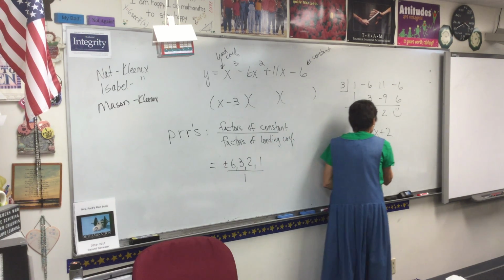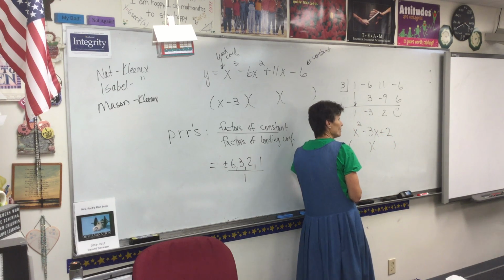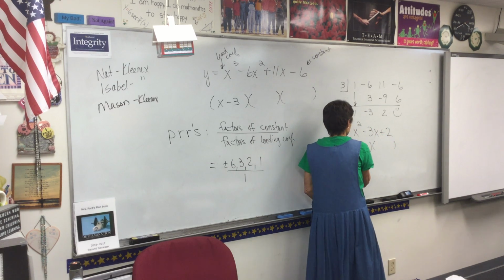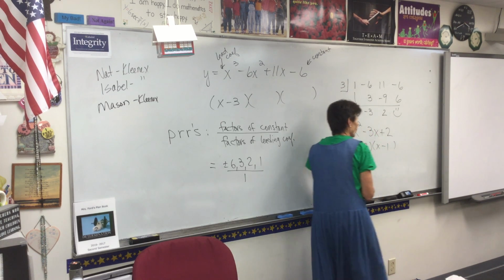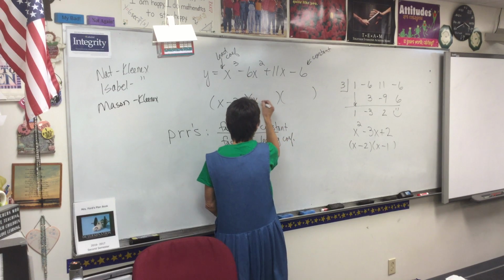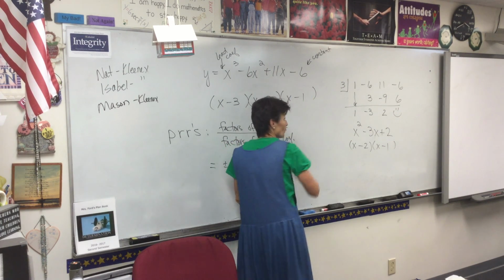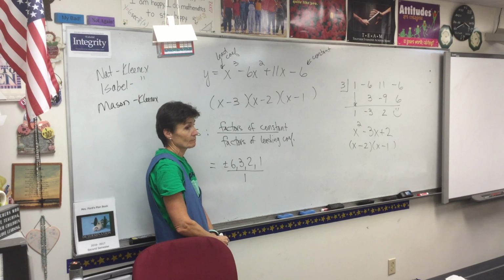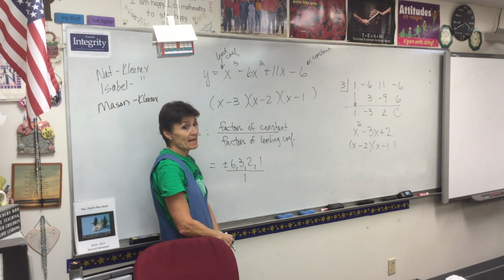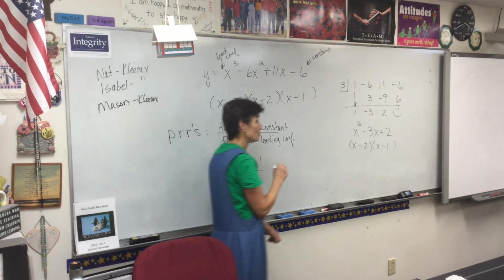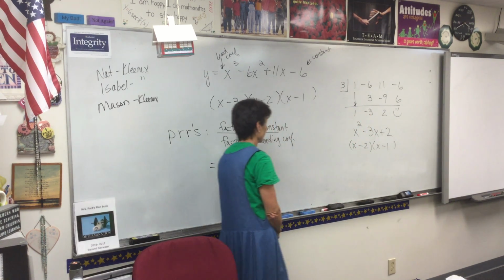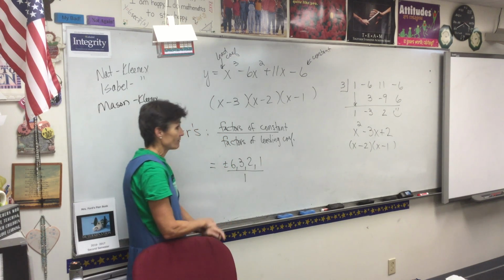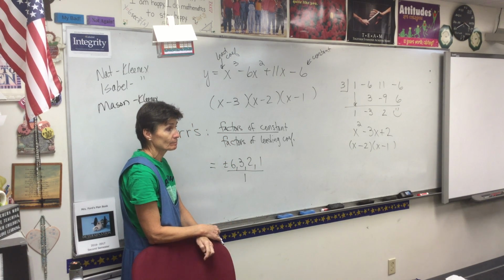Does that trinomial factor? x minus 2, x minus 1. So the other two factors are x minus 2 and x minus 1. So we only have to guess one of them. The other two will come out of the synthetic division. Have I done anything confusing? Are we all good with that?